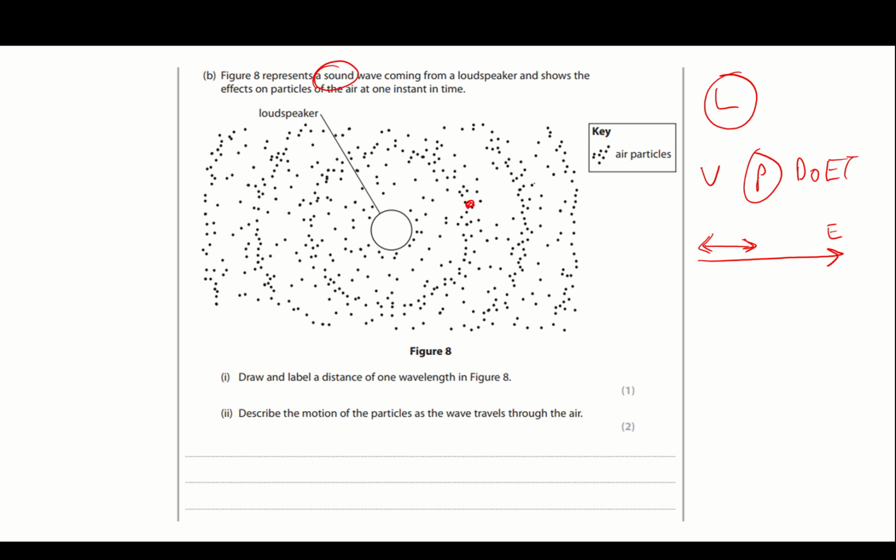So I've just got to go to a place where it's bunched to a place where it's bunched, or a place where it's not bunched to a place where it's not bunched. What did I pick? I picked bunched to bunched, compression to compression.